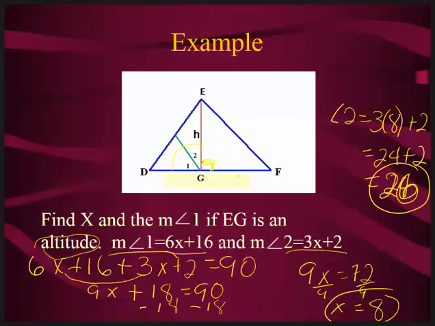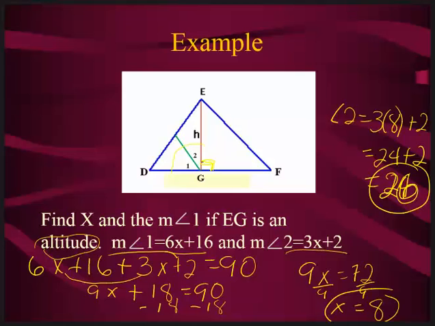Now, how would I find angle 1? There's actually 2 different ways I could do that. I could plug my 8 in for x up here in my angle 1 measurement. Or because I know together they make 90 degrees, I could just say 90 minus 26. It doesn't matter. Both relationships are true, mathematically sound relationships, so go with the way that makes sense to you.